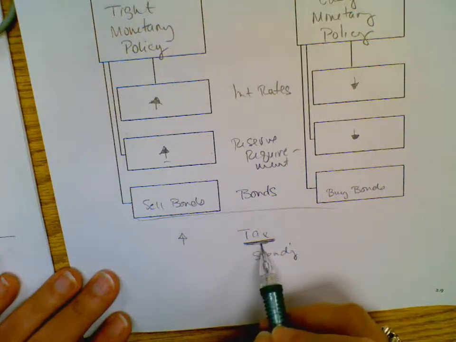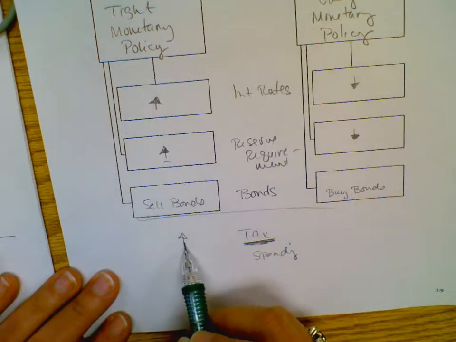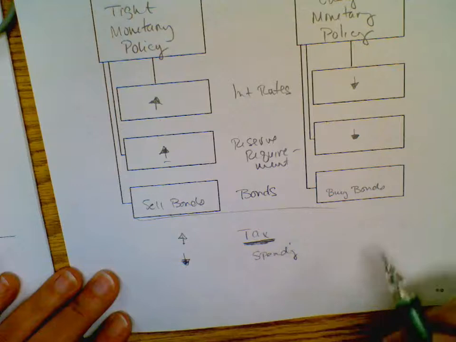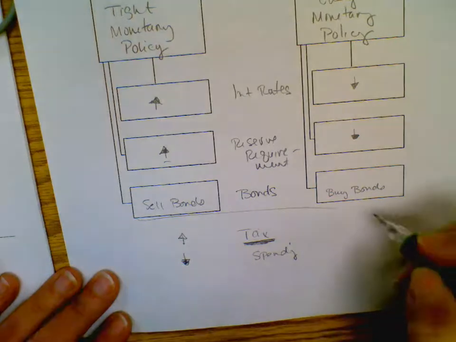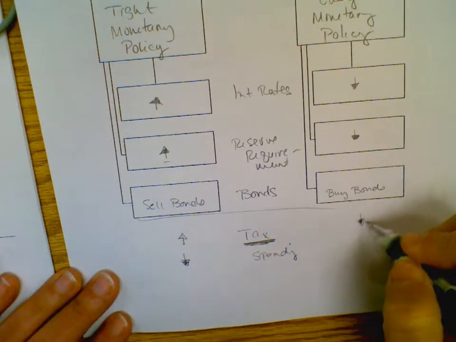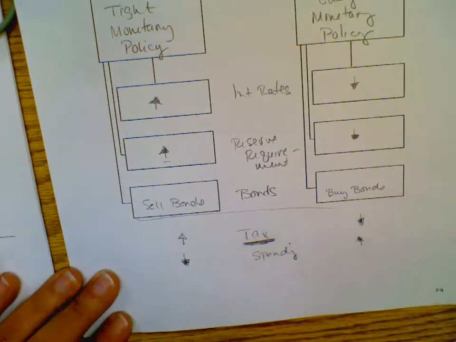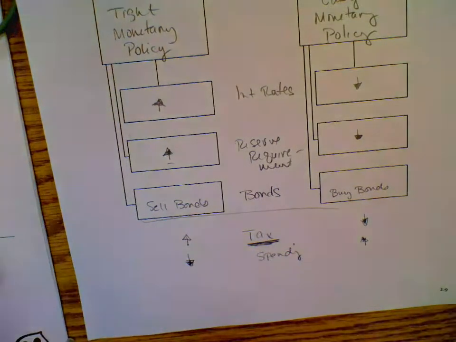So in times of inflation, where we have to tighten that up and get some of the money out, they're going to increase taxes and they're going to decrease their spending. And the opposite during times of recession. They're going to lower your taxes so we get to keep more money in our pockets, and then they're going to increase the spending, getting more money out in circulation.